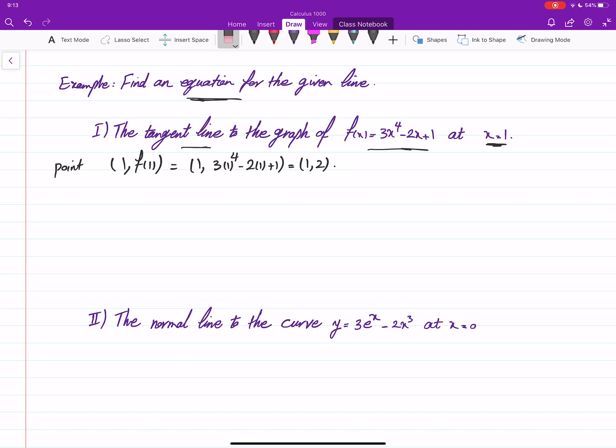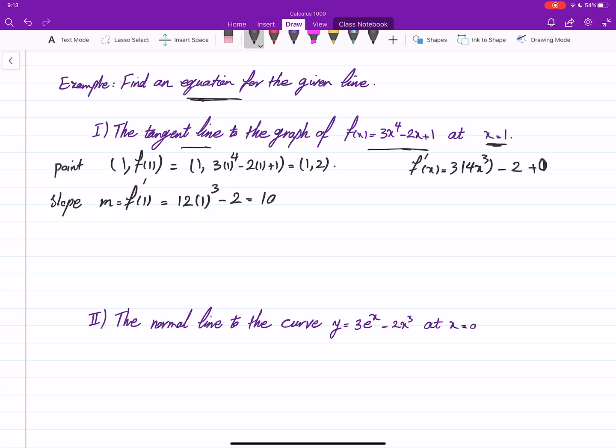Now we need the slope. The slope of the tangent line is equal to the derivative of the function at that point. Well, what is the derivative? So f prime of x is 4x to the power 3 minus 2 plus 1 plus, the derivative of 1 is 0. So we have 12 x to the power 3 minus 2. So the slope is 10.